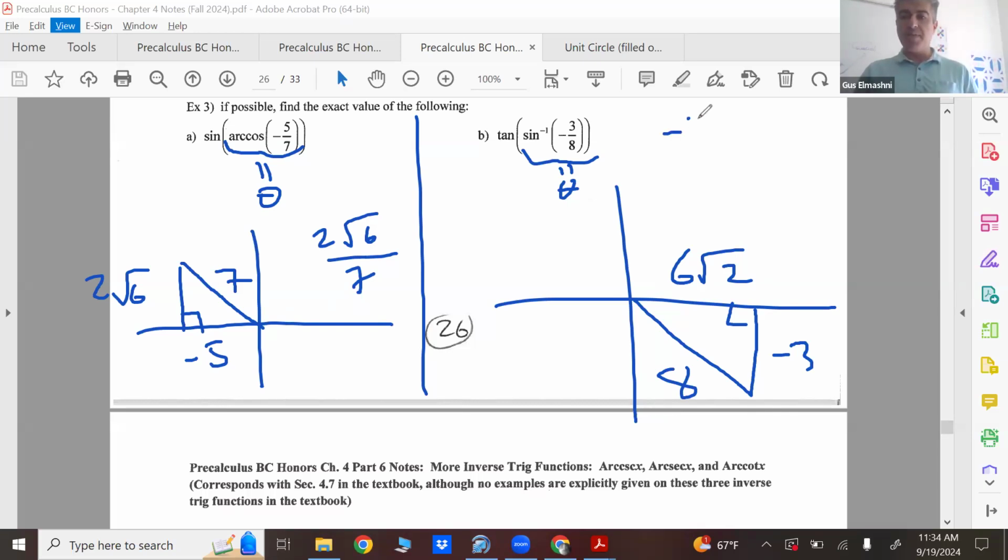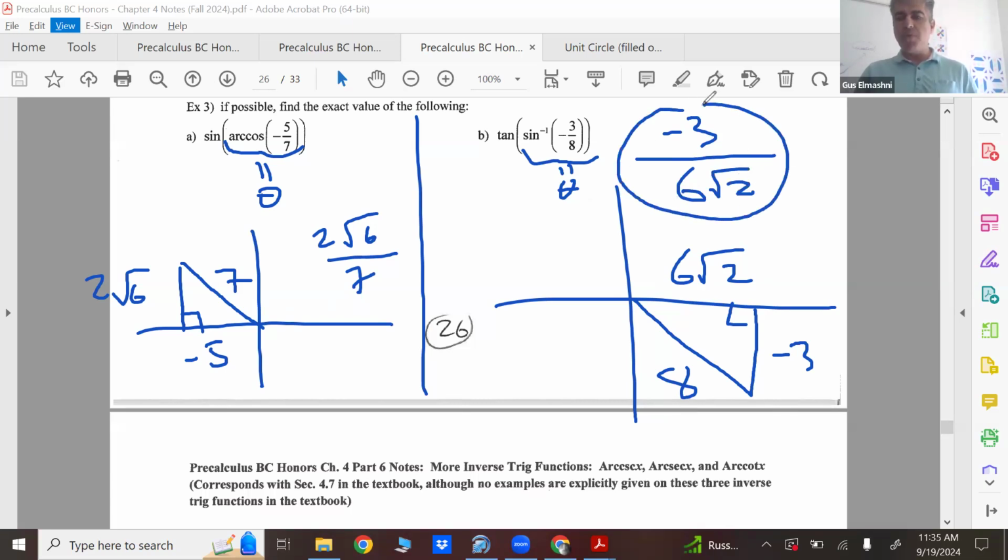Tangent is going to be this. And personally, I do not care if we rationalize the denominator. You can leave it like that. We probably should reduce it a little bit. Maybe we could do that. I accept either answer. Say, go ahead.